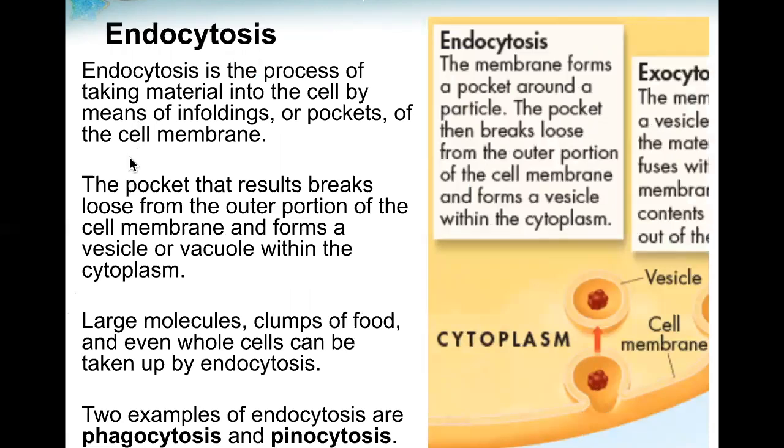Endocytosis is the process of taking material into the cell by means of enfolding or pockets of the cell membrane. The pockets that result break loose from the outer portion of the cell membrane and form a vesicle or vacuole within the cytoplasm. Right here, we'll encapsulate this piece and make a vesicle. Large molecules, clumps of food, or even whole cells can be taken up by endocytosis. Two examples of endocytosis are phagocytosis and pinocytosis.